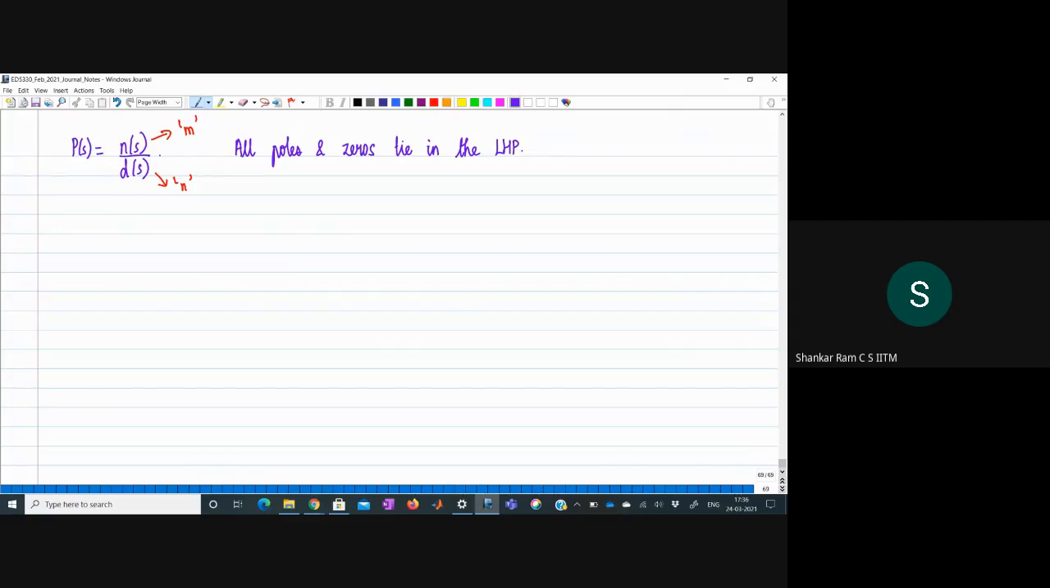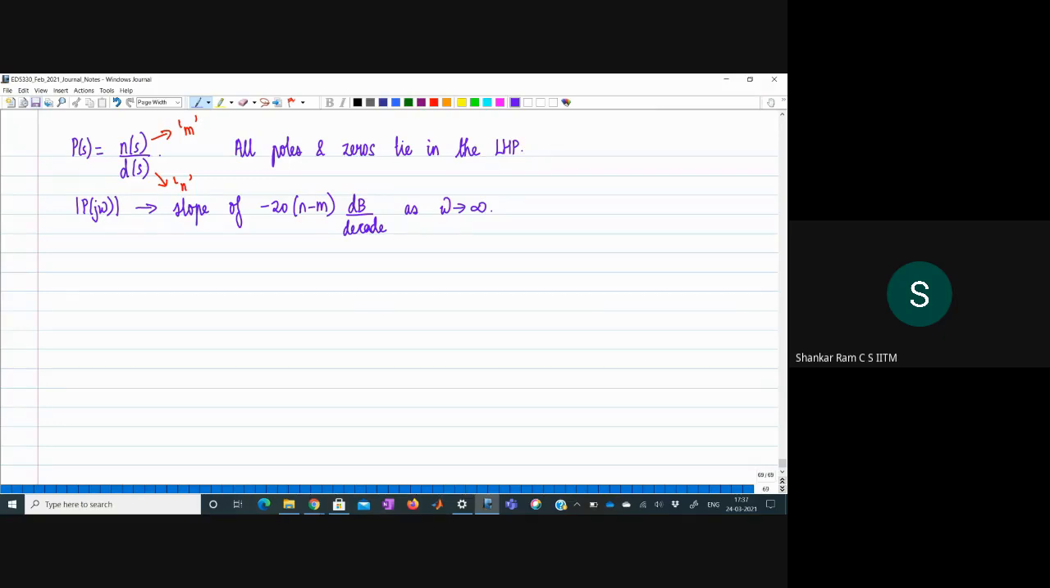It can be shown, and I'm not showing this, that if you consider the P of j omega and plot the magnitude of P of j omega as a log magnitude Bode plot, it will have a slope of minus 20 times (n minus m) decibels per decade as omega tends to infinity. All right? So we are having a stable system because all poles are in the left half of the complex plane, and all zeros also are in the left half of the complex plane.